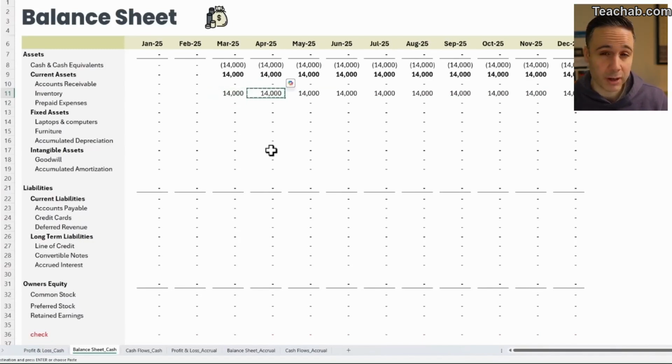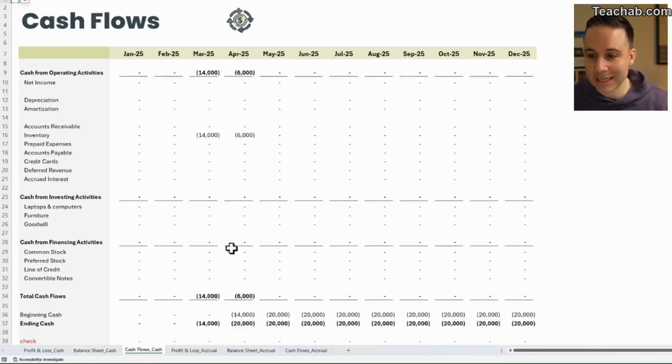And then the remainder of the $20,000 was paid in April. So I'm just going to write equals this plus $6,000. So as of April, we have $20,000 in inventory. And if I look at the cash flows, you'll see that my inventory caused a reduction in my cash of $14,000 and then another reduction of the cash of $6,000 in April.